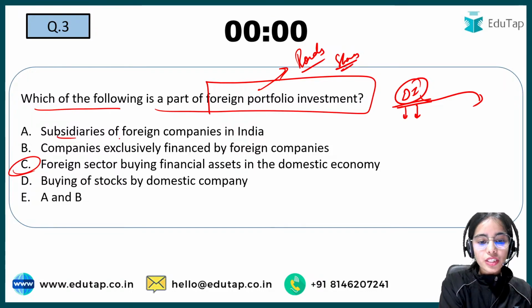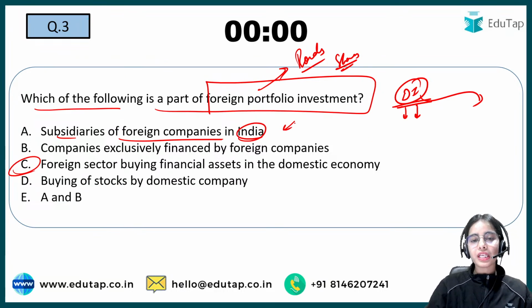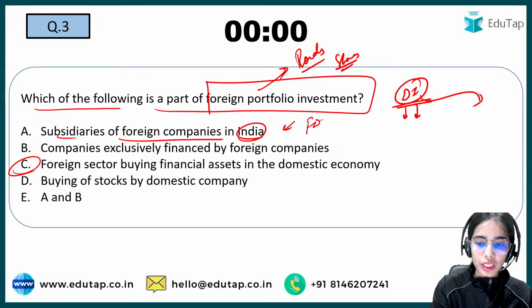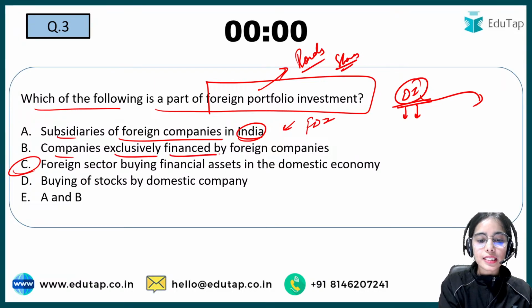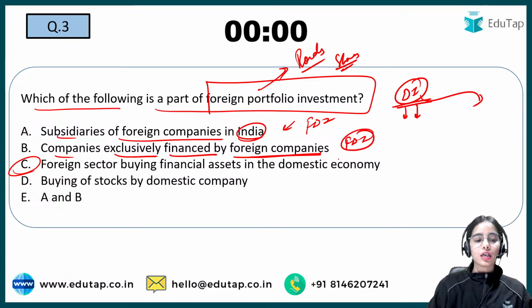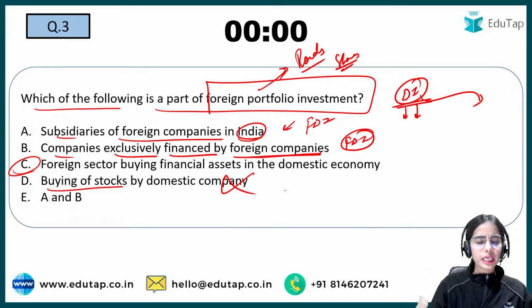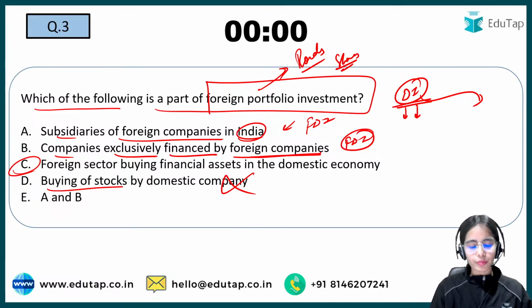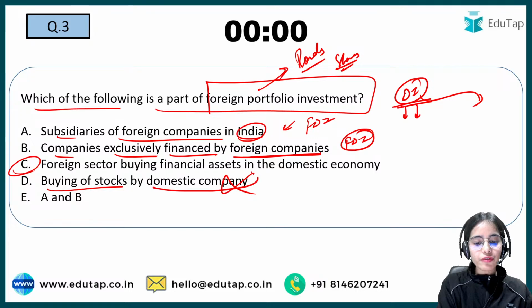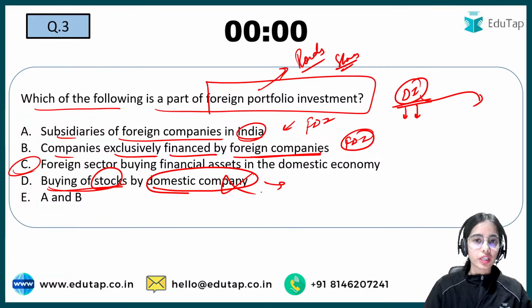Subsidiaries of a foreign company in India: if a foreign company opens a subsidiary in India, that is foreign direct investment. Companies exclusively financed by foreign companies are also foreign direct investment. The buying of stocks by domestic companies is not included in the balance of payments, because here we are talking about a domestic company and the stocks are being bought in the domestic area only. So this is not foreign investment.